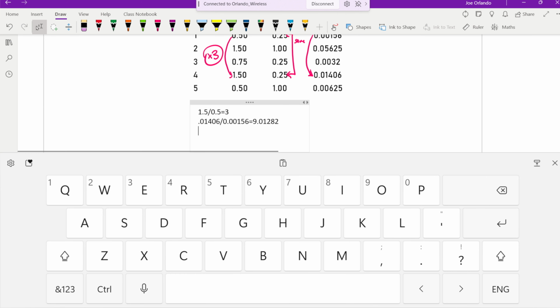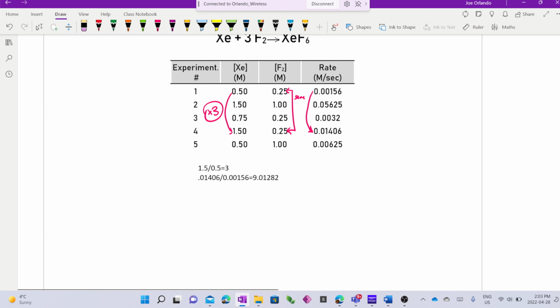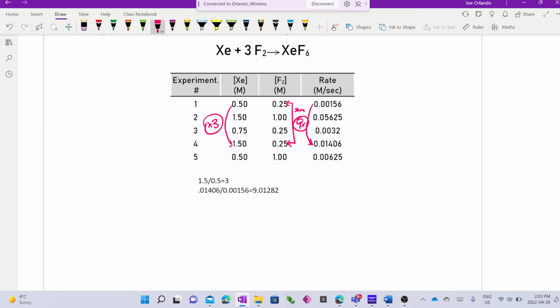0.00156. Oh wait, Mr. Orlando, number 2's. And what did it basically work out to be? 9. So what is the order with respect to xenon? When I triple it, it gets 9 times faster. That would be squared. Very good. So that's squared, so it's second order for the concentration of xenon. Oh, okay, so I can look for ones that haven't been changed drastically, and I can just use those ones instead. So the rate is some constant K times the concentration of xenon squared.